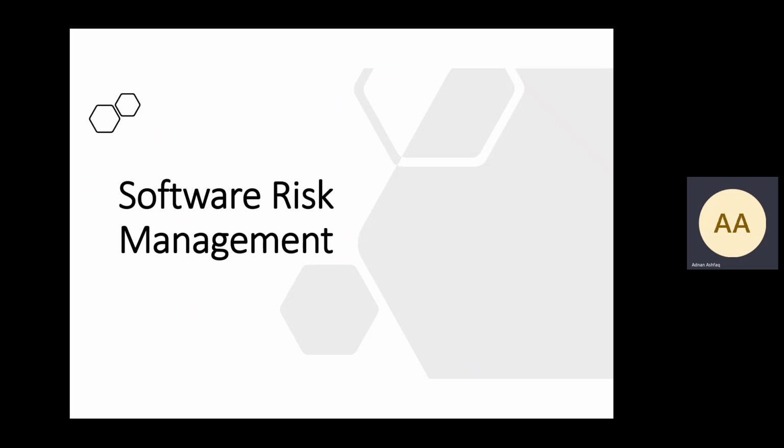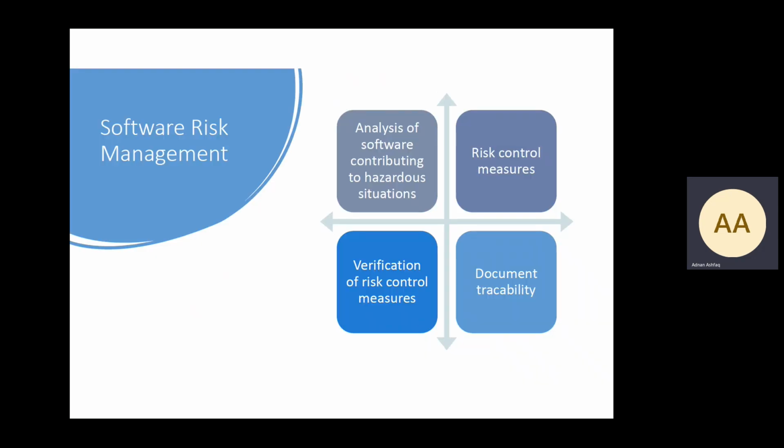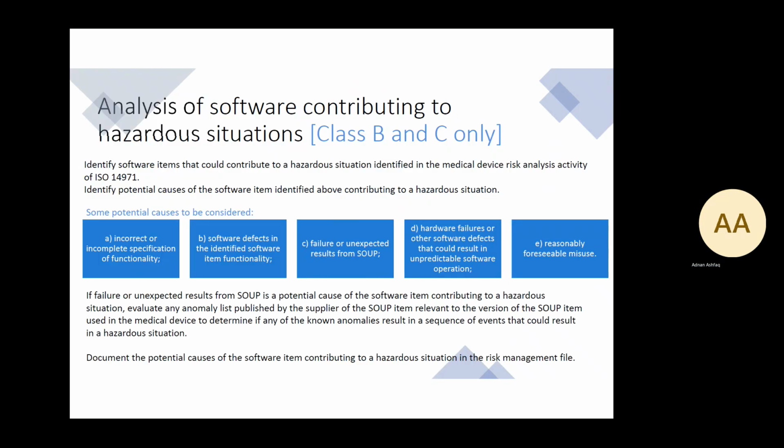Now let's move on to software risk management. It may sound a little bit back to front because we've been discussing software risk management so much, but now we get on to software risk management. And we look at analysis of software contributing to hazardous situations, risk control measures, verification of risk control measures, and then document traceability. So analysis of software contributing to hazardous situations.